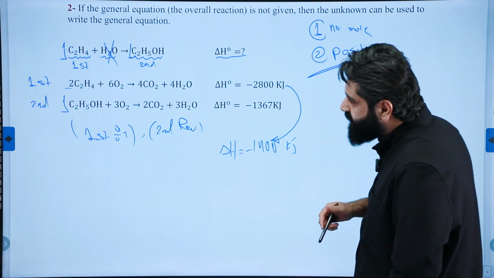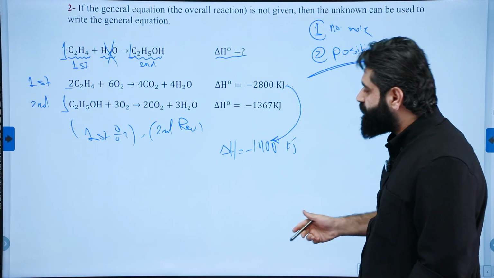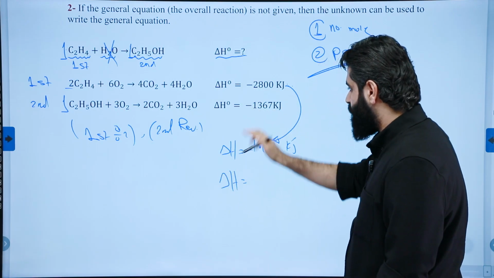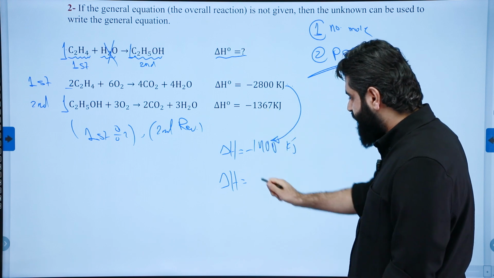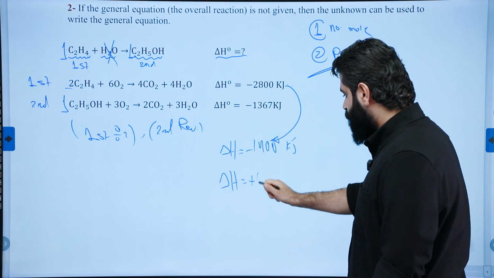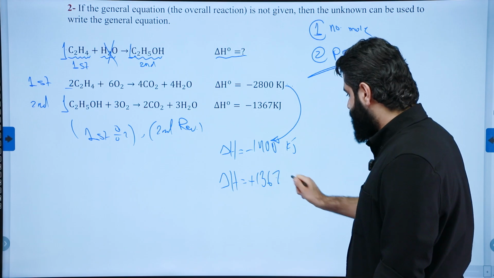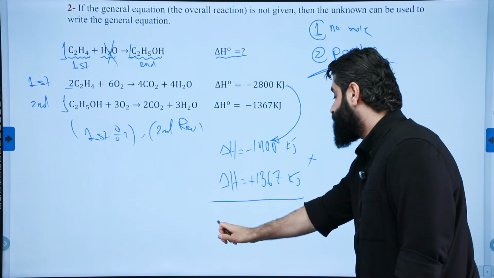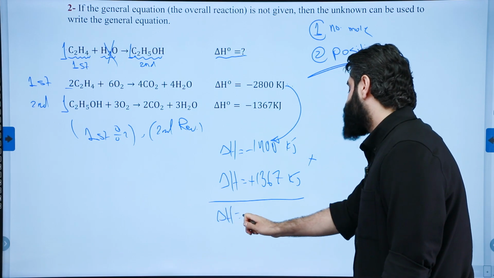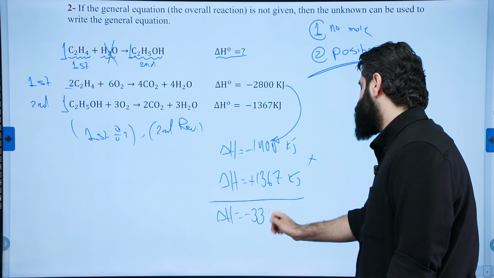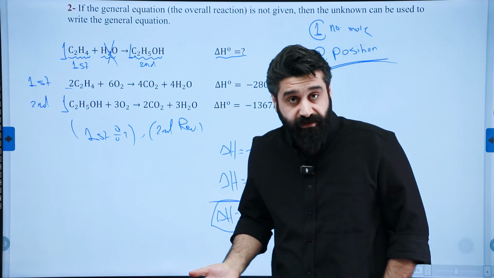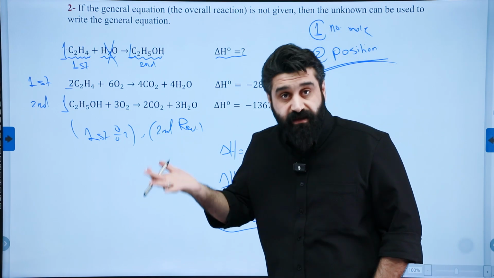So since the second reaction is reversed, its value of delta H must be taken with the opposite arithmetic sign. This negative will become positive, 1,367. Then just use your calculator and add them. Delta H equals negative 33 kilojoules. This is the final answer. Looks very easy. Okay? Looks very easy.